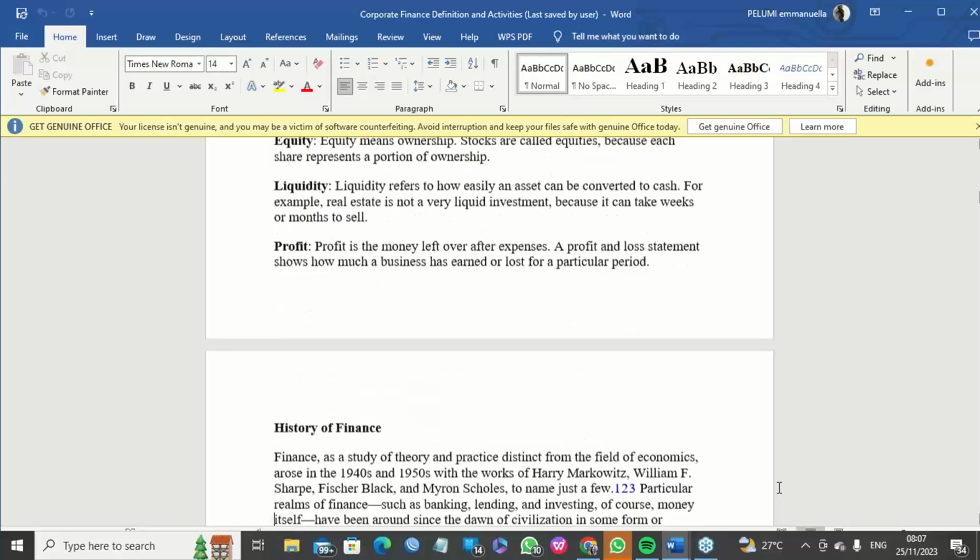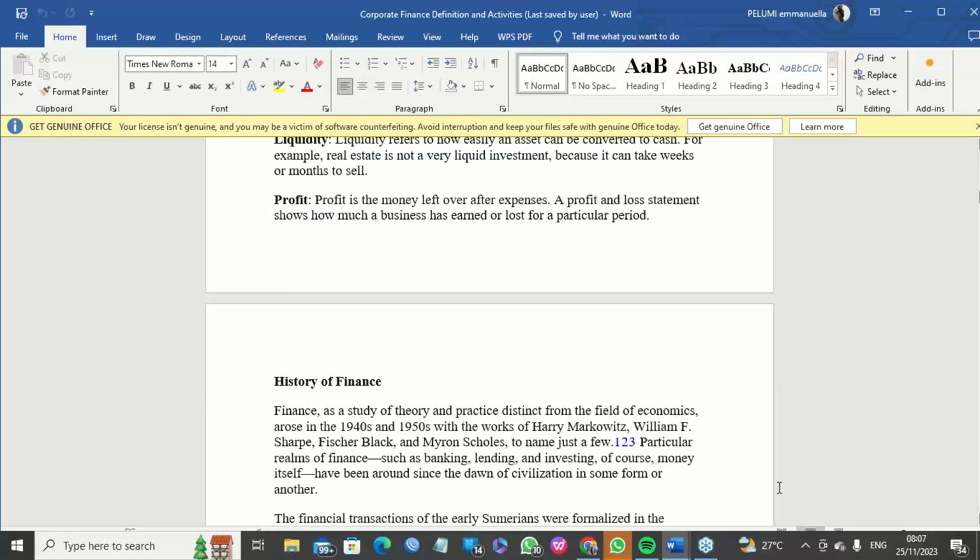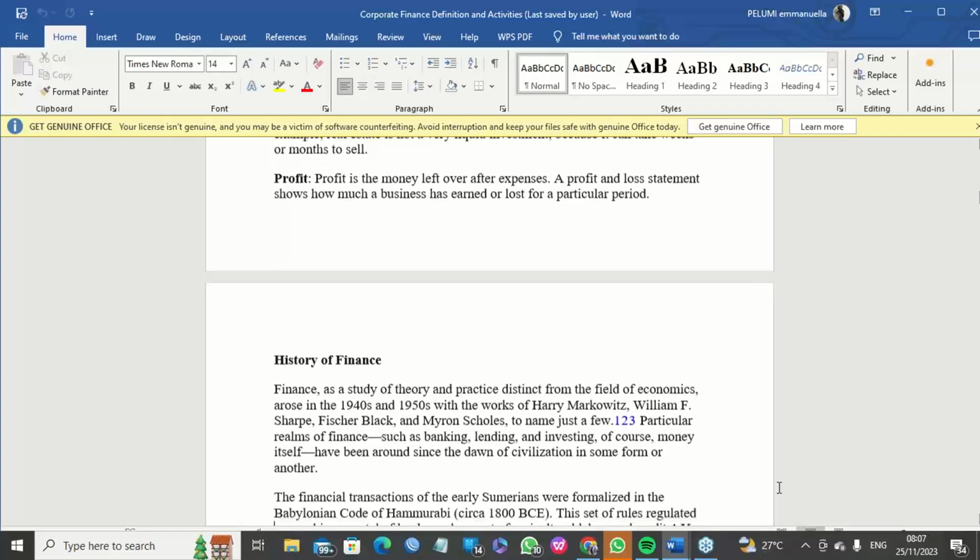Then we also look at profit. Profit is the money left over after the expenses. A profit and loss statement shows how much money has been earned or lost for a particular time.